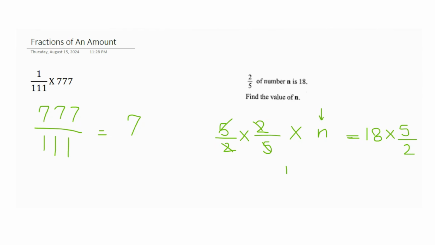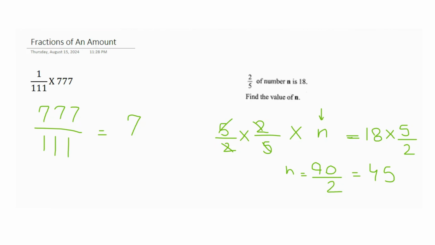So now our n value is going to become, now we need to multiply 18 with 5, and whatever we are going to get, we are going to divide it by 2. So 18 times 5 is 90. It will be 90 out of 2. So if you divide 90 by 2, we are going to get 45. So the answer for this question is 45.